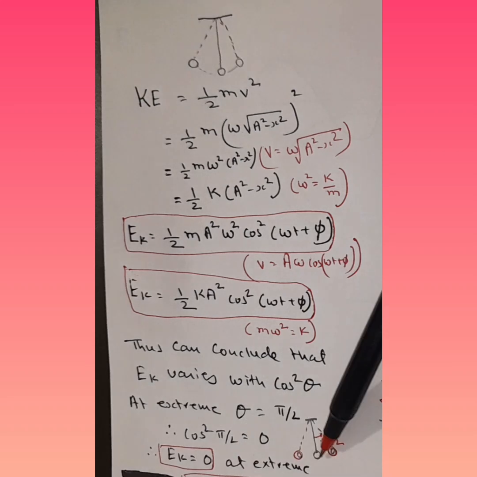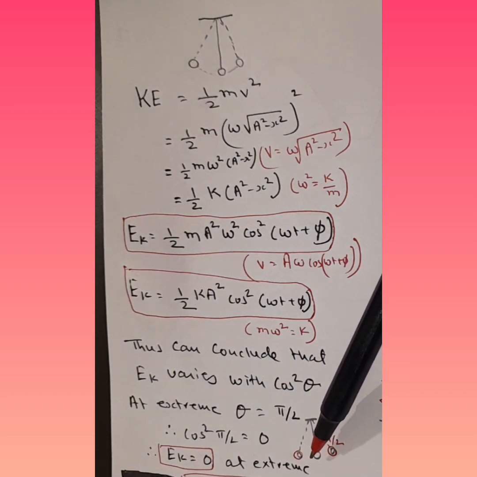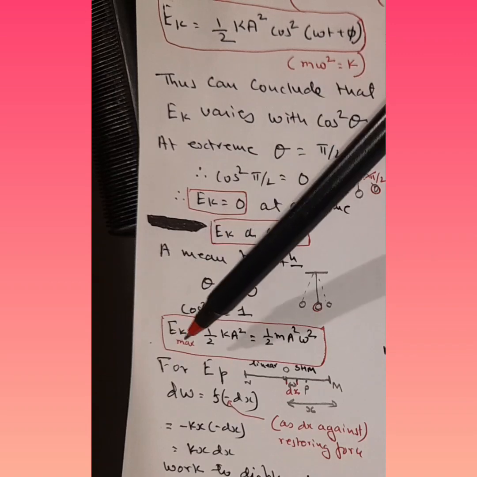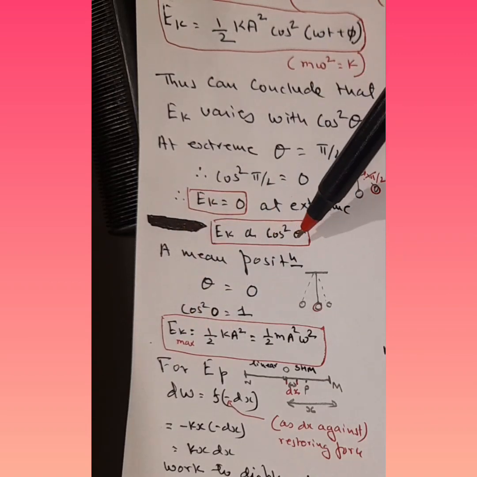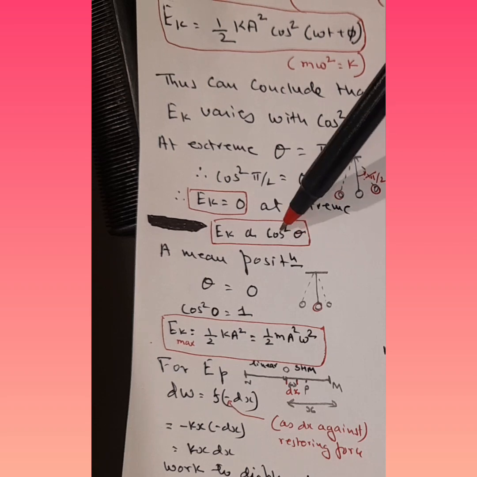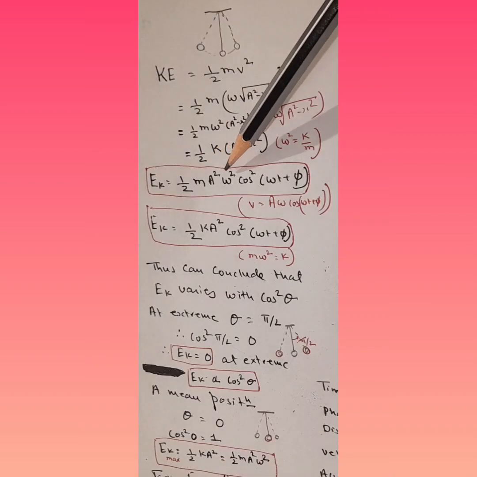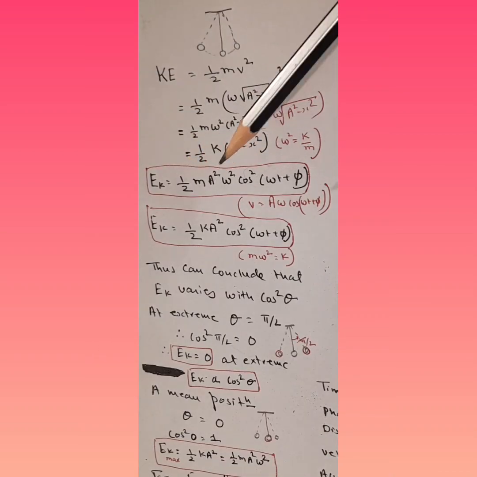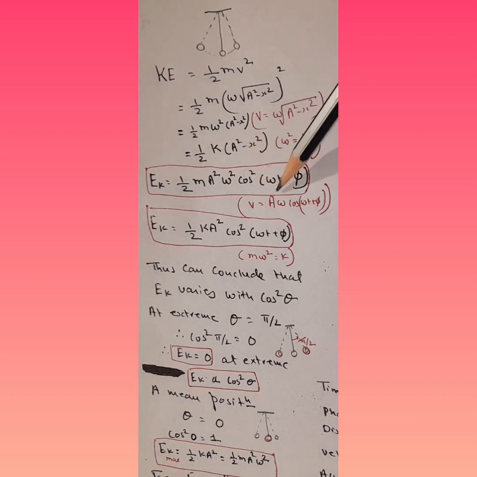At the same time, if it is at mean position, that means theta is equal to 0 and cos 0 is 1. So kinetic energy would be maximum. In order to get the maximum value, cos square theta has to be cos square 0, so the value would be 1. That is maximum. So revisit this formula. At mean position, theta is 0, and if theta is 0, then cos square theta would become 1.